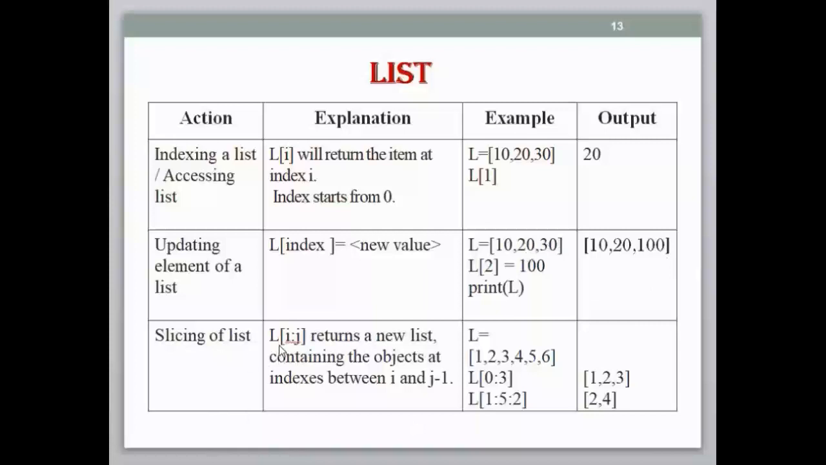Now slicing of a list. L[i:j] returns a new list containing the objects at indexes between i and j minus 1. So here are some examples. You have a list [1, 2, 3, 4, 5, 6] and you want to print L[0:3]. So it will start from 0, 1, 2. The result will be 1, 2, 3. Now you have L[1:5:2]. So index 0 won't be considered. Then 1, so 1, 2, 3, 4.